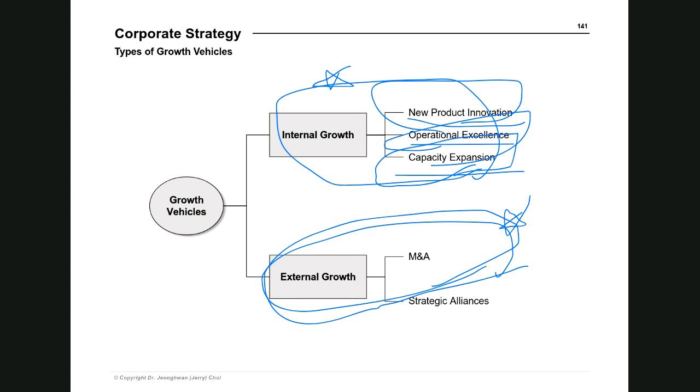What is the second largest profit maker, the cash cow of Google? YouTube. Do you think that Google developed YouTube? No. Google bought YouTube.